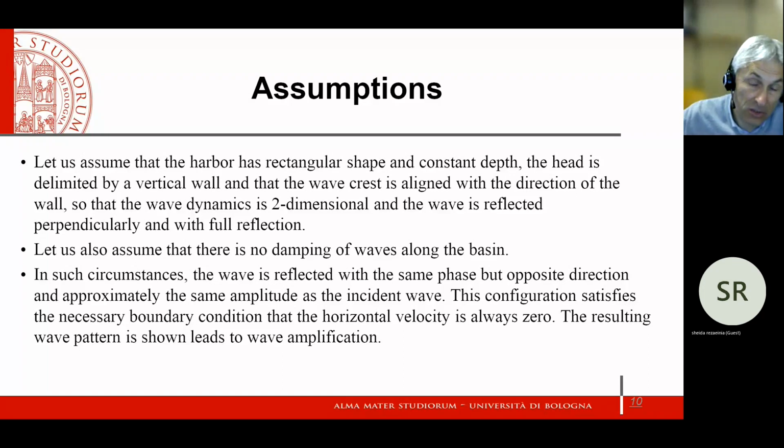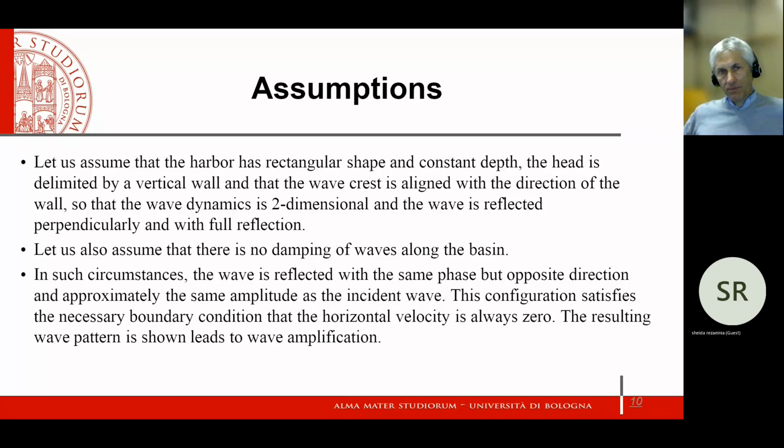Resonance doesn't occur fully if we don't have a full reflection. But to take a precautionary approach, let's assume that the reflection is full. We also assume that there is no damping of waves along the basin, so no friction. So what happens in such conditions then? The wave is reflected with full reflection. What does this mean?